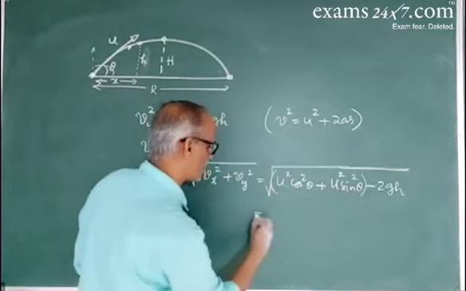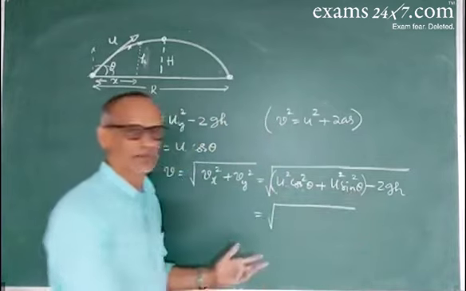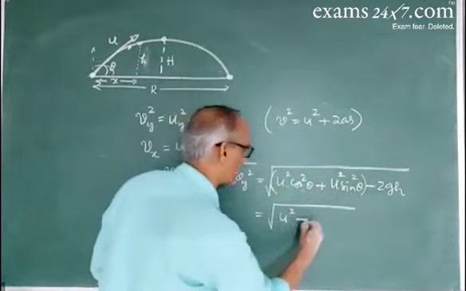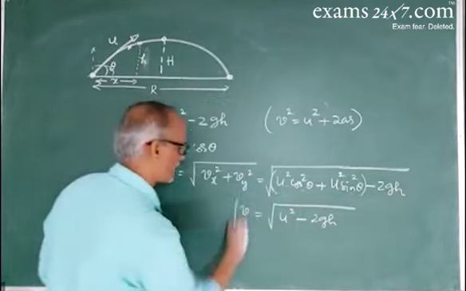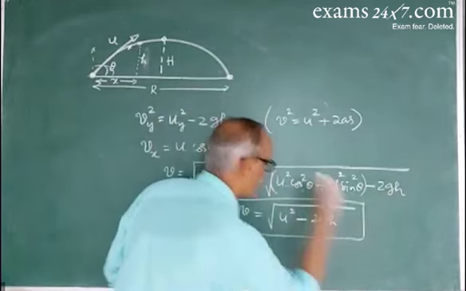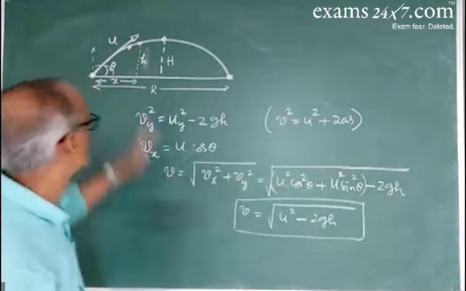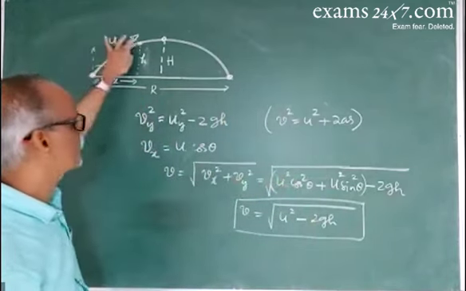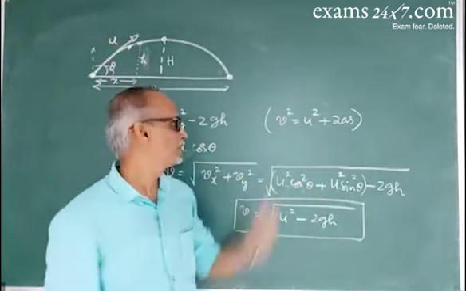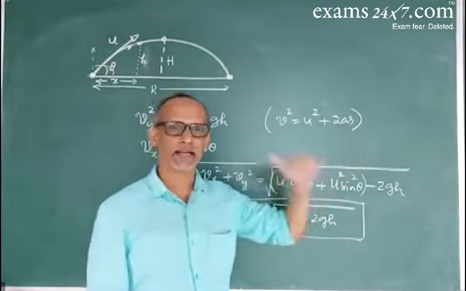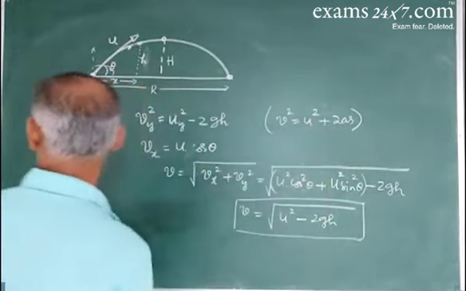U square is common. So when u square is common, we get cos square theta plus sine square theta, which is equal to 1. Therefore we get u square minus 2gh. This is the velocity when the height is given. So this is how we can find the velocity of the projectile at any instant of time. When t is given, we make use of v is equal to u plus at, and when height is given, we make use of v square is equal to u square plus 2as.